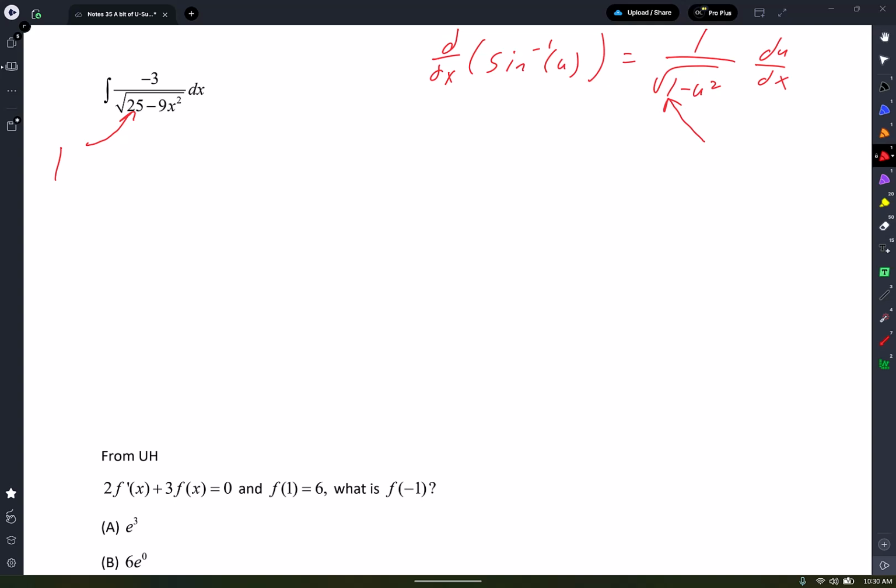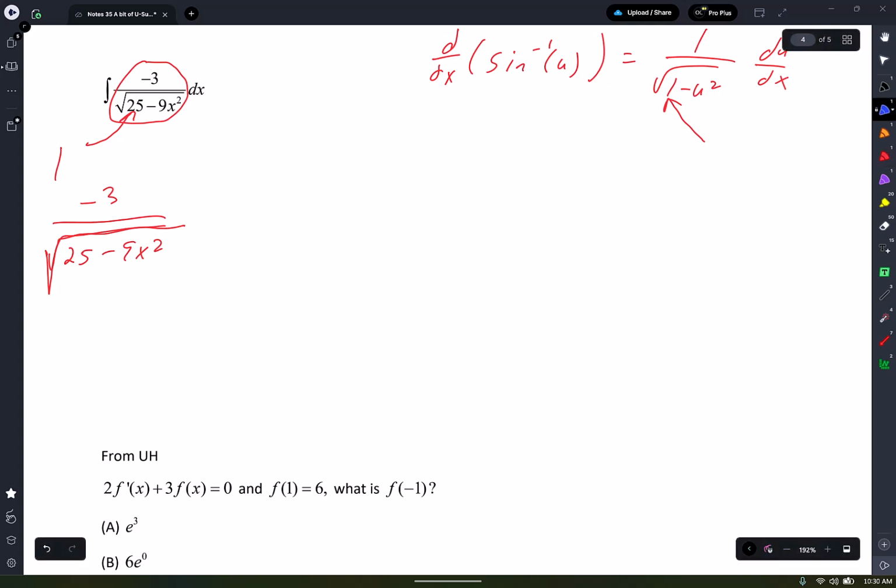Relax. So look, I'm just taking this out without the integrand. Negative 3 over square root of 25 minus 9x squared. Let me write the square root like that. So if I want to get that 25 to be a 1, what do I do? Divide by 25. You got to do that to everything.